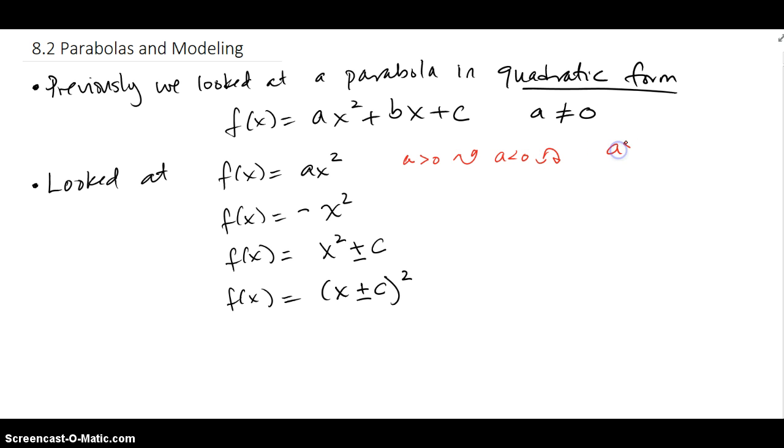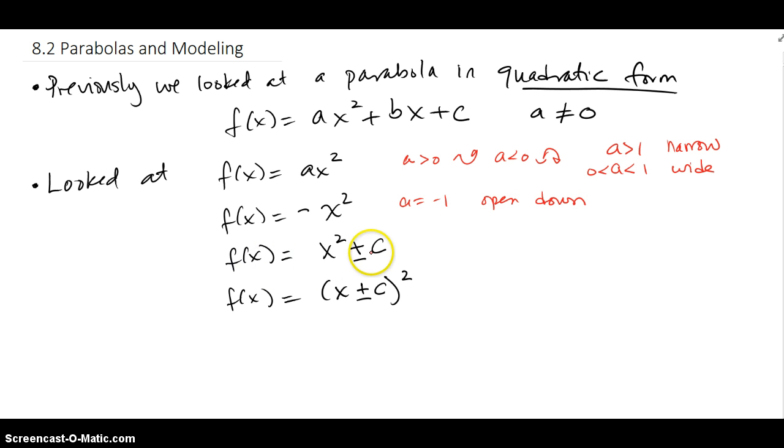And then also if a is bigger than 1, we're going to get something that's sort of narrow. And if a is less than 1, and of course still a positive number, we're going to get something that's sort of wide compared to the x squared function. Here, if a is of course negative 1, it's going to open down. So this is all review from the previous section.